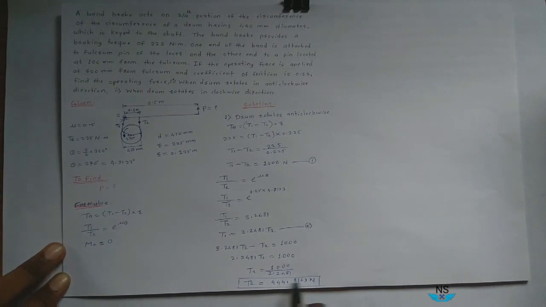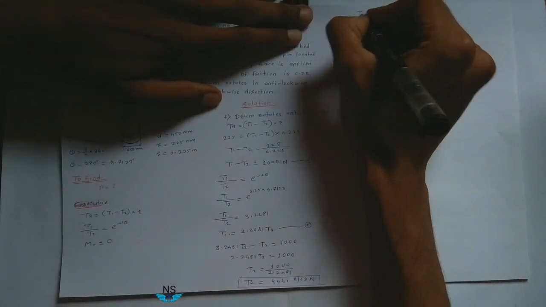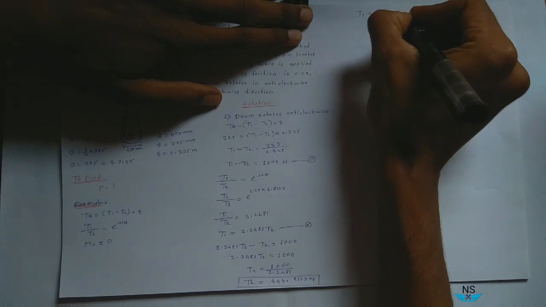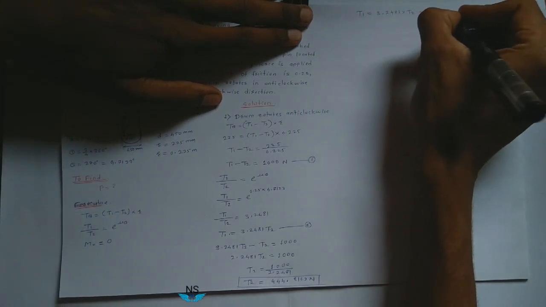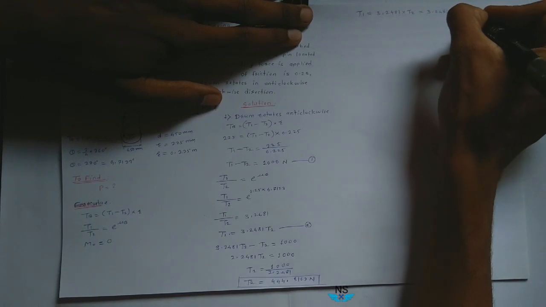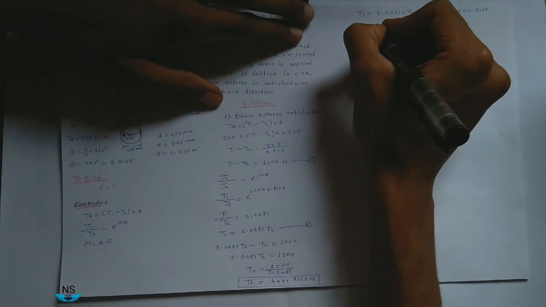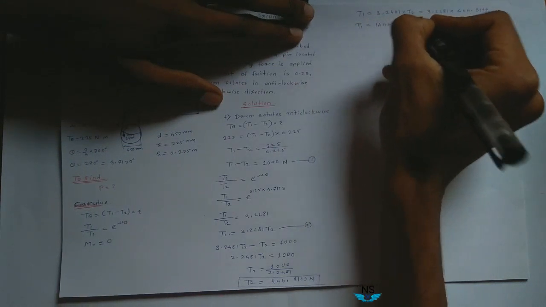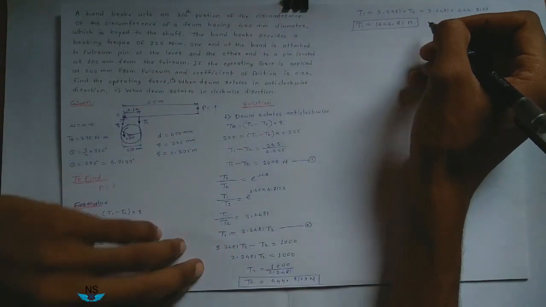Now put this value of T2 in equation 2. T1 is equal to 3.2481 into T2, so 3.2481 into 444.8169. So T1 becomes 1444.81 Newton. Now we have both the values of tension.